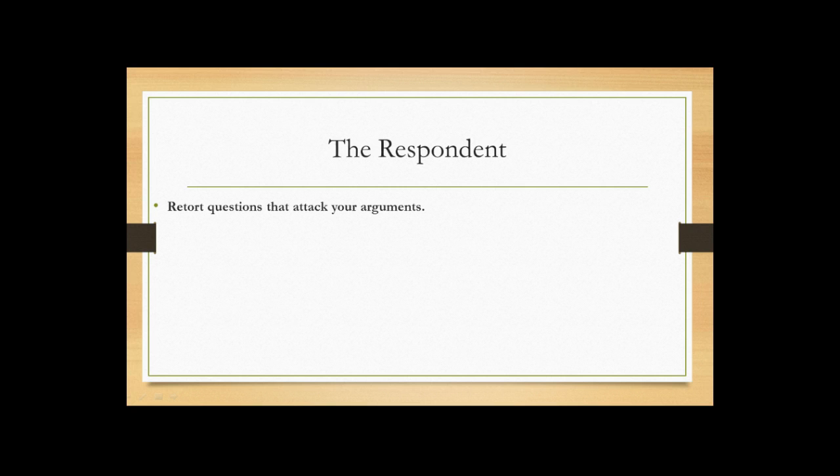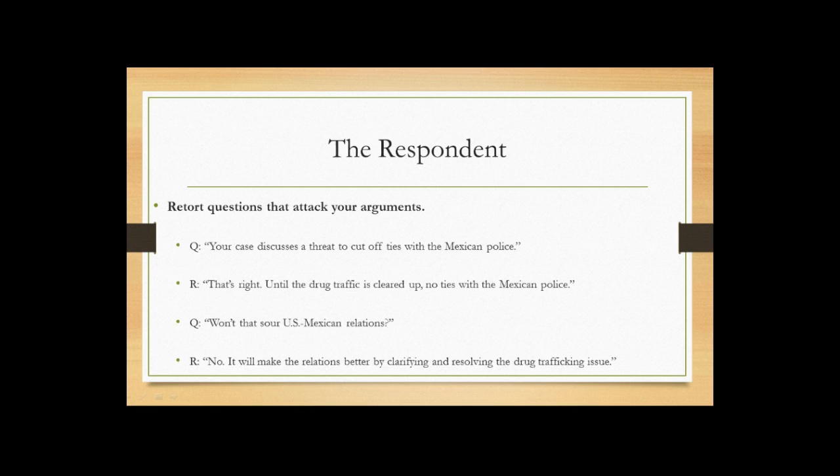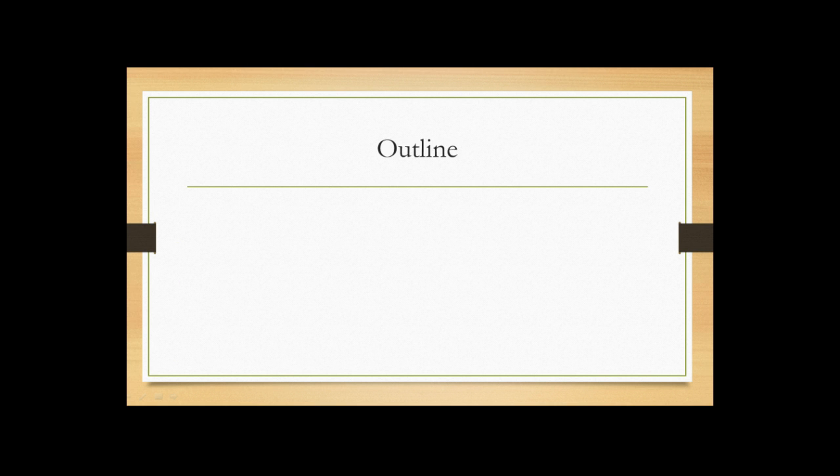Okay, retort: questions that attack your better by clarifying, resolving the drug trafficking issue. One thing you can see from the response is that this person knew this was going to come up and already had an idea of how to respond to it. Just like I told the questioner, you want to know what the big weaknesses in your opponent's case are. As the person arguing for the case, you need to know the weaknesses of your own case. You need to have a good idea of what you're going to be attacked on so that you know how to respond to it. So understanding both sides of the debate is tantamount to doing really well in this. Okay. So that is basically it for the cross-examination.